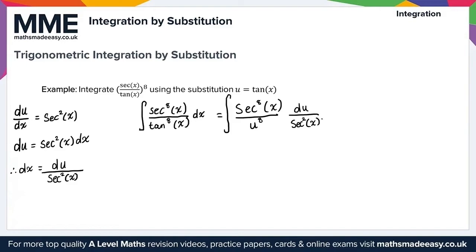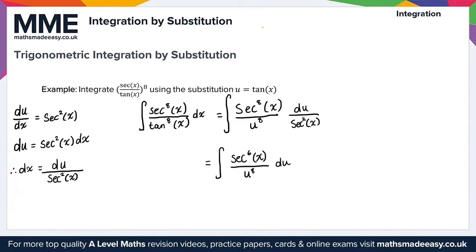We notice straight away I've got sec squared x here, and I've got sec to the power of 8 here. So that gives us sec to the power of 6 here. Rewriting this becomes sec to the power of 6x all over u to the 8, and this du gets left over. So the question is now, how do we deal with this sec to the power of 6? This is quite difficult. Here now we need to start using our trig identities. So if we do this in a different colour, just so we can see that this is just for the sec to the power of 6 here.